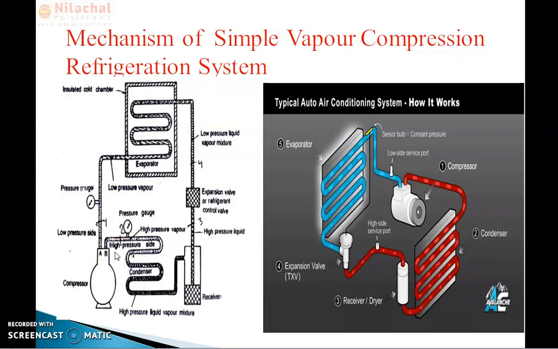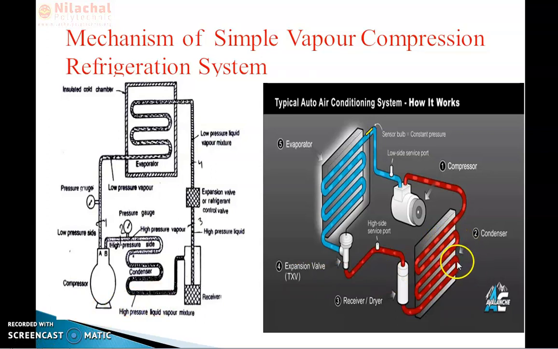This high pressure and temperature vapor refrigerant is discharged into the condenser through the delivery valve B. So at the outlet of the compressor, you are getting high pressure, high temperature vapor. Then it passes through the condenser. In the condenser, the process name is constant pressure and temperature heat rejection process.